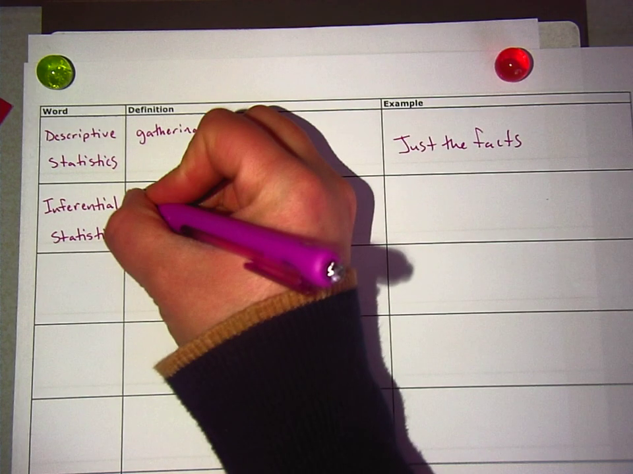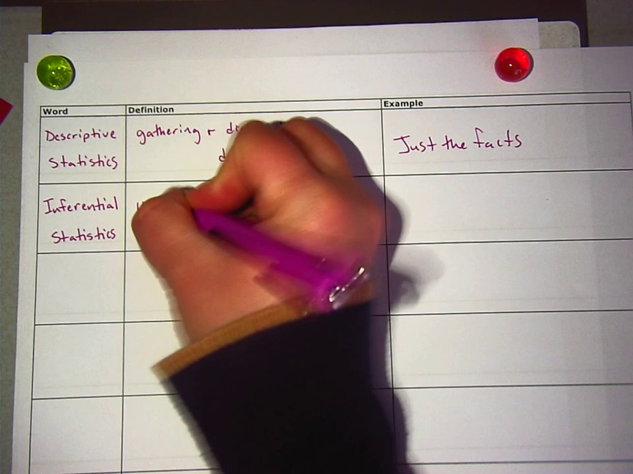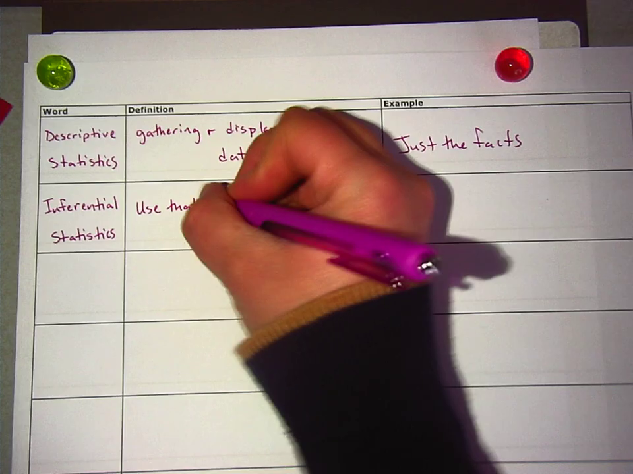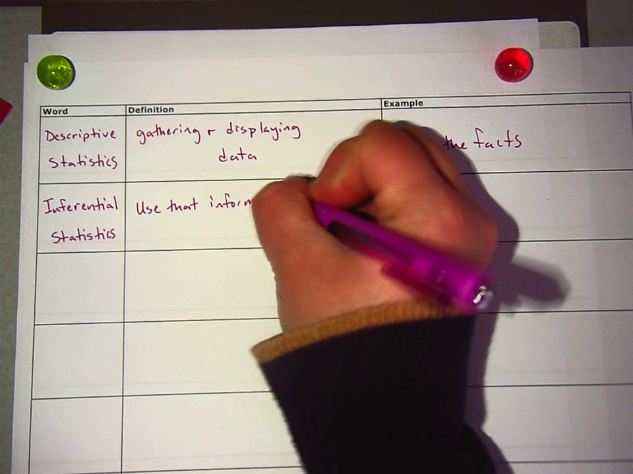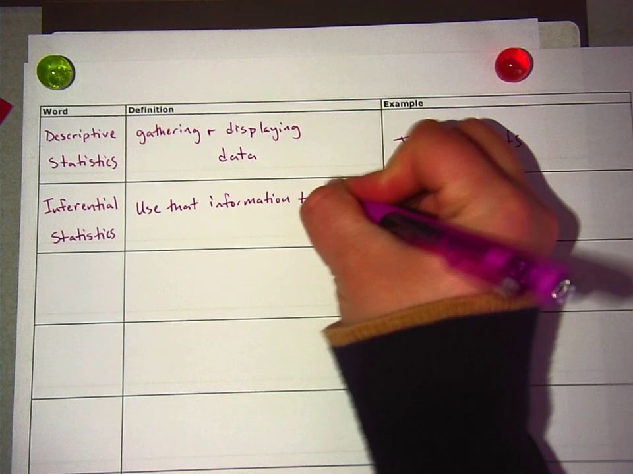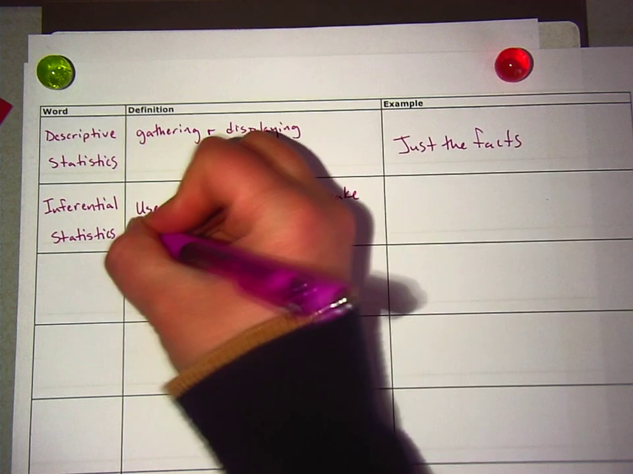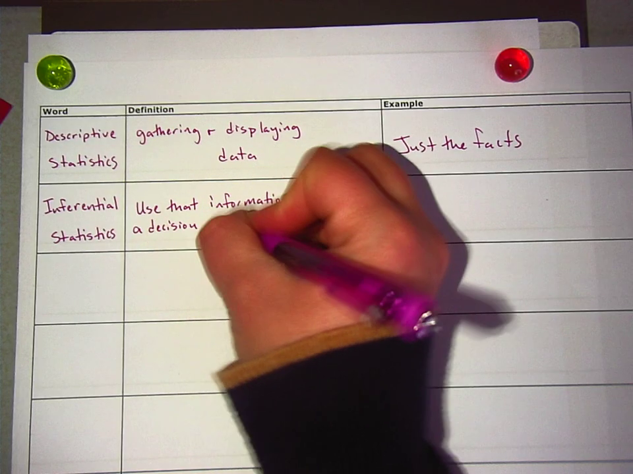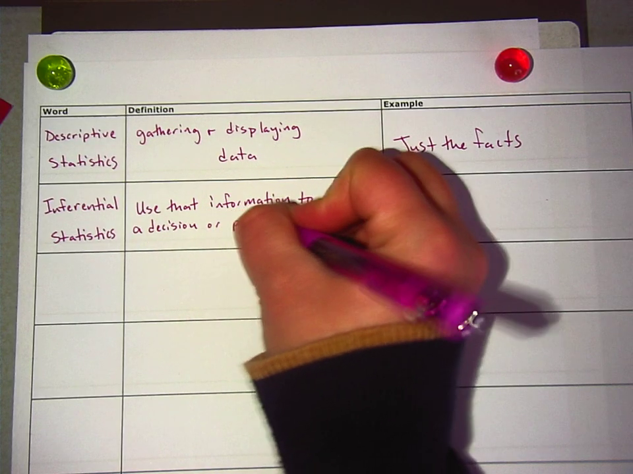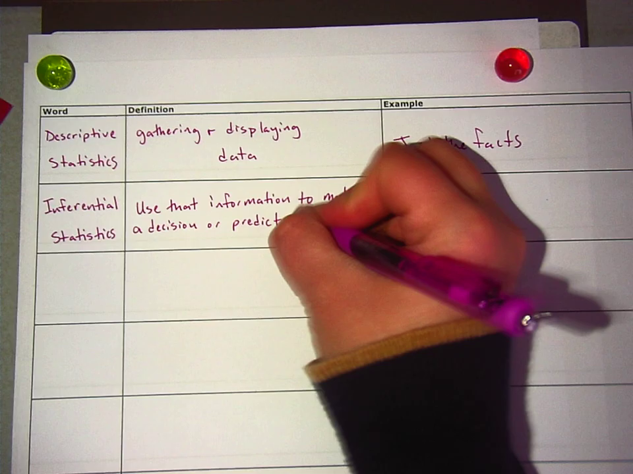Inferential statistics is when you use that information to make a decision, or predict something about a population.